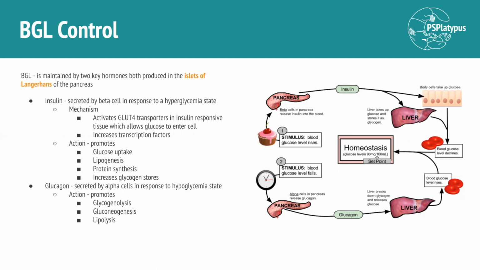Glucagon, however, is the opposite of this. It acts in response to a hypoglycemic state. A good way to remember this is when the glucose is gone, glucagon activates and basically acts to reverse insulin's effect on the body by promoting glycogenolysis, gluconeogenesis, and lipolysis, thereby increasing the amount of available glucose for the tissues when in a hypoglycemic state.